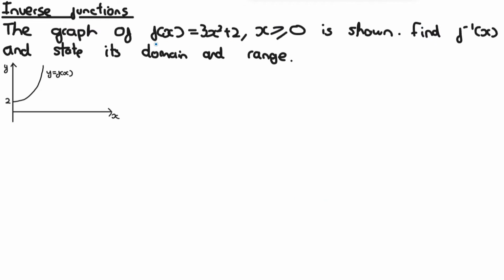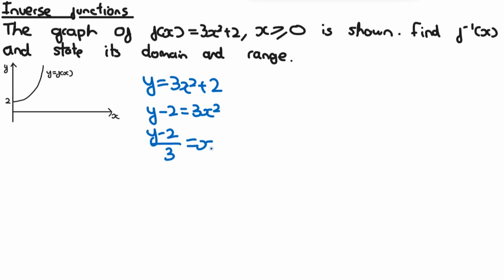So here's an example where we have f(x) equal to 3x squared plus 2, where x is bigger than or equal to 0, and we need to find the inverse. So the first thing that we do, as before, is replace f(x) with y, so y is equal to 3x squared plus 2, and then we make x the subject of the equation. So move 2 onto the other side to get y minus 2 is equal to 3x squared, and divide both sides by 3 to get (y-2)/3 is equal to x squared. So therefore x is going to be equal to the square root of (y-2)/3.